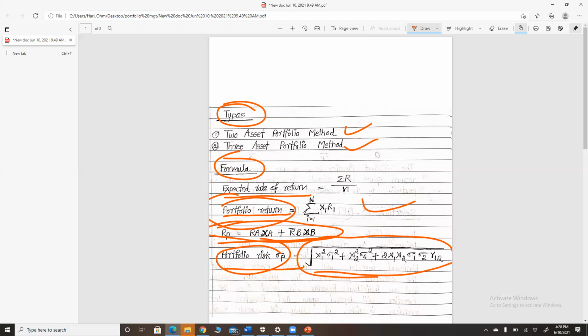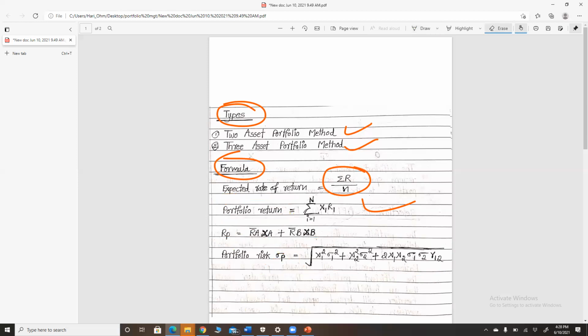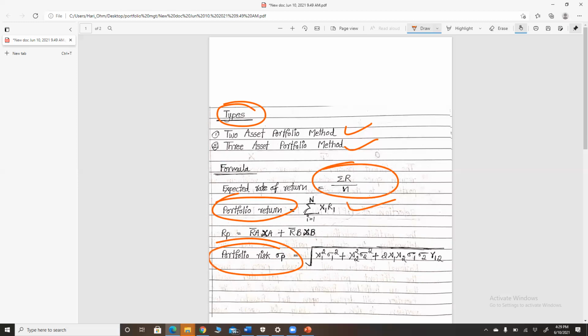In order to calculate portfolio return, you need expected return. While working out, I will make it clear. Another thing you need to calculate is portfolio risk, this one. So two things: one is portfolio return, another one is portfolio risk. In order to calculate portfolio return, you need expected return, this one. And another thing you need to calculate is portfolio risk.